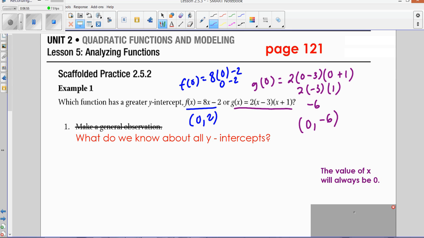So let's just ask the question. What has a greater y-intercept? Which one? Well, it would have to be f of x.